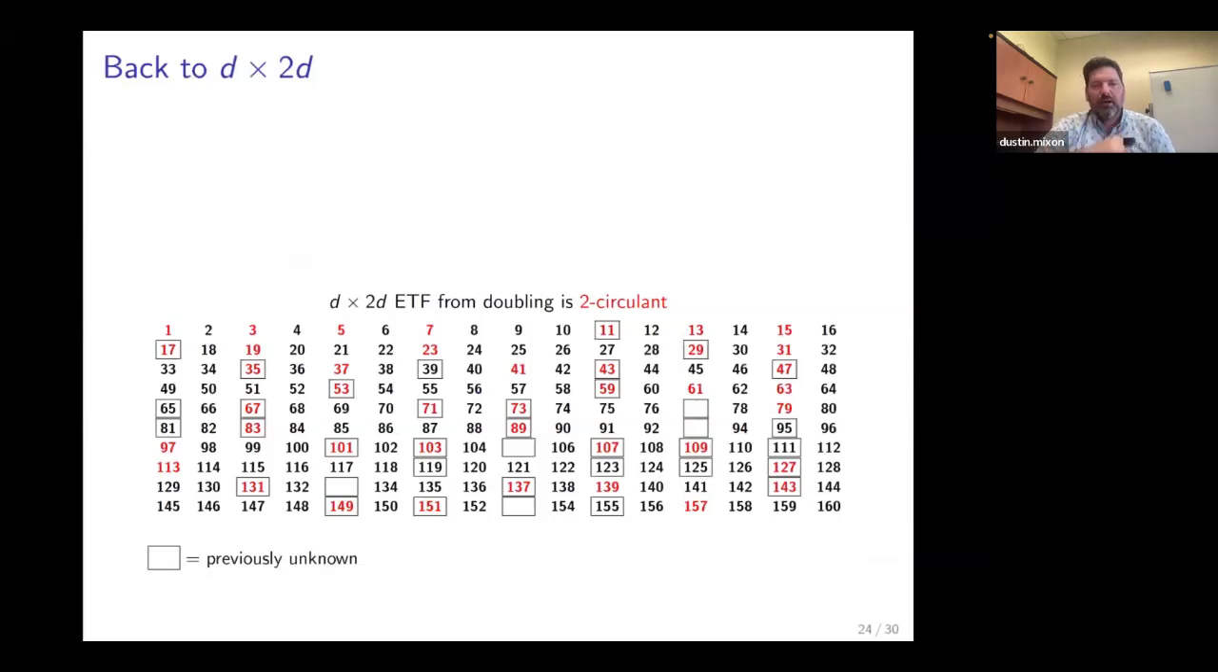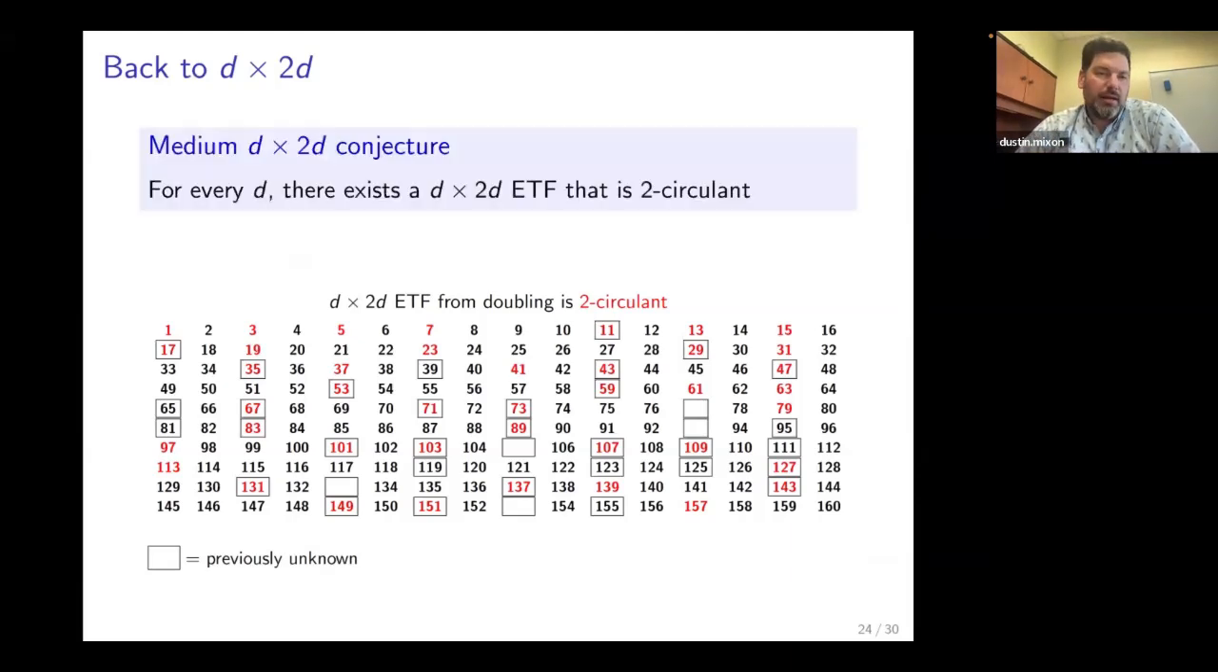So I told you when we double an equiangular tight frame or a conference graph, we end up with what we observe to be T-circulant. And so we see that emergent behavior highlighted in red here. We think that there's always going to be a D by 2D ETF that happens to be T-circulant. So it's not just restricted to the red dimensions you see here.